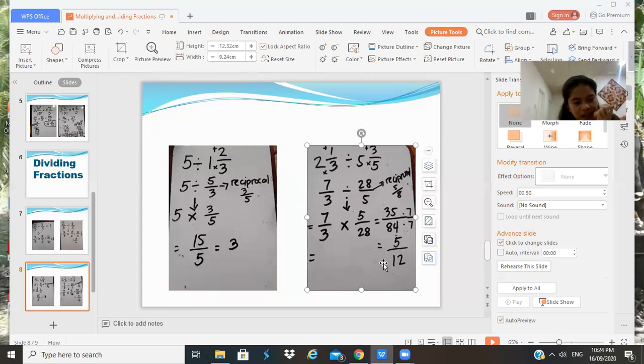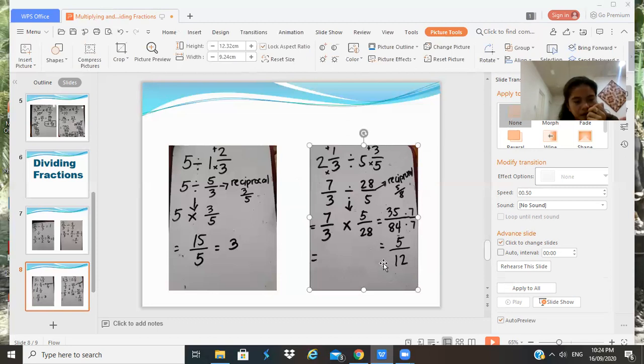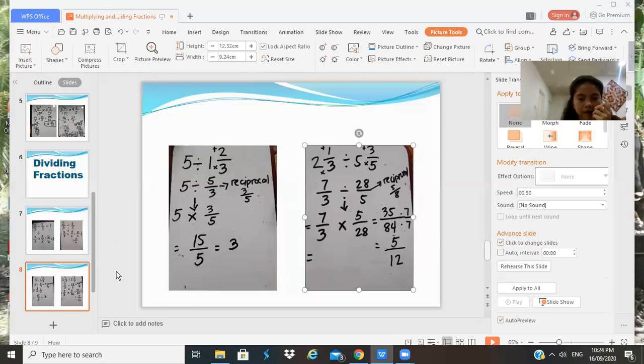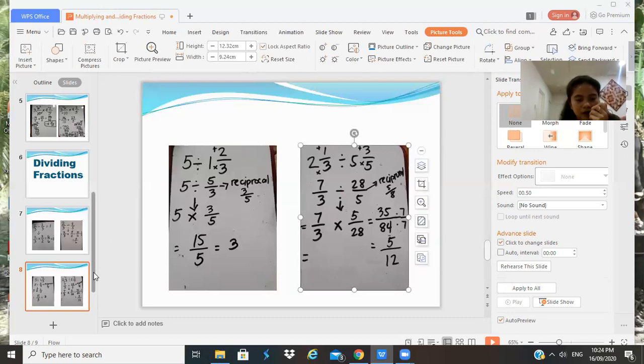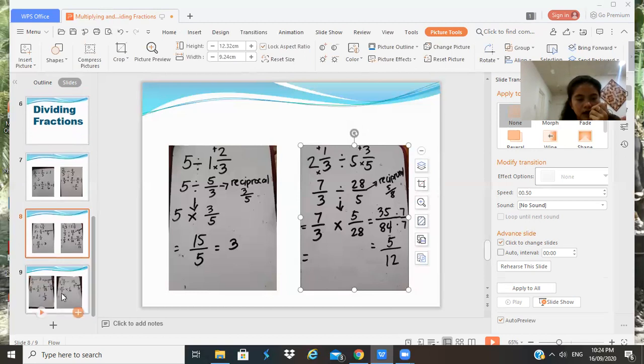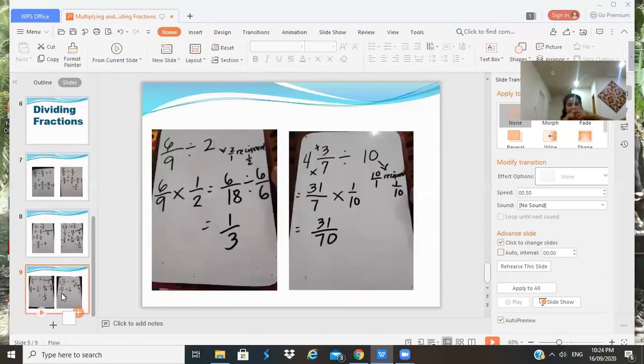Okay, next slide. Here in the next slide, we have 6 over 9 divided by 2. So 6 over 9, again, this is division. The division sign changes to a multiplication sign, times. Then what is the reciprocal of 2?